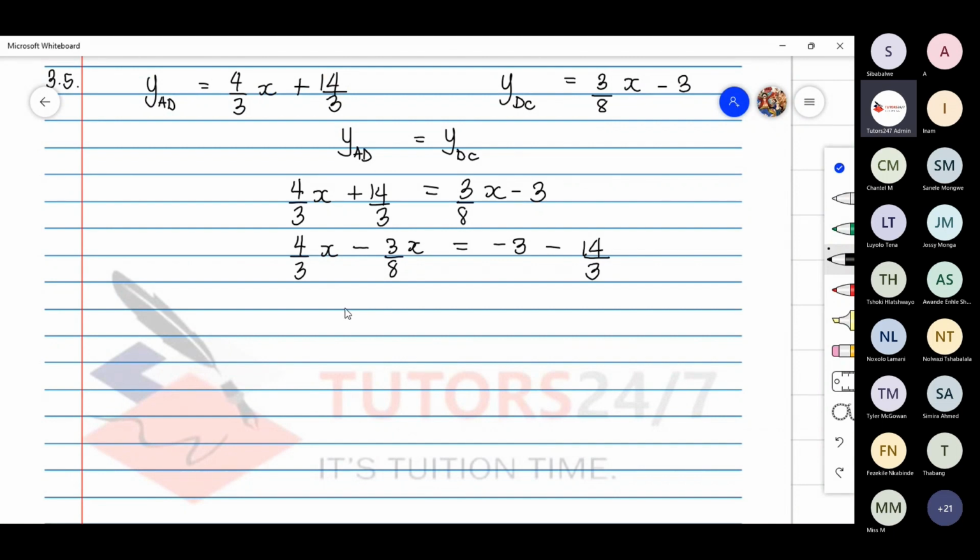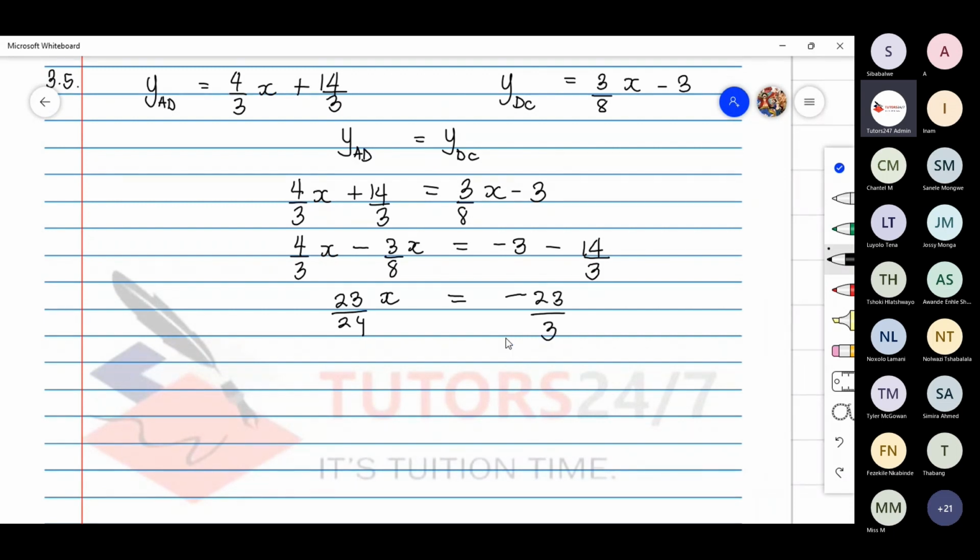And that'll give us 23 over 24x. Which is then equal to, now we're going to put the right-hand side onto our calculator and see what value it gives us. So negative 3 minus 14 over 3, and that gives us negative 23 over 3.